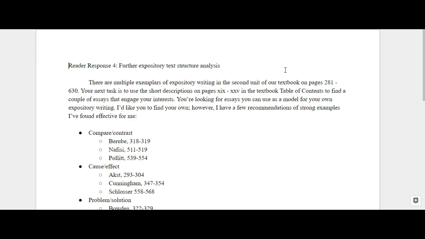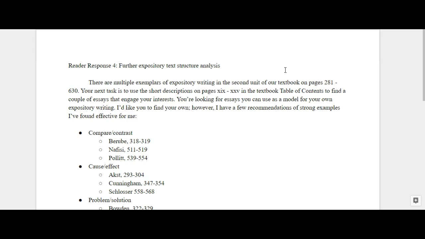There are multiple exemplars of expository writing in the second unit of your textbook. That's in pages 281 to 630. It's quite the page range. Your next task is to use the short descriptions on those early pages in the table of contents to find a couple of essays that engage your interests.